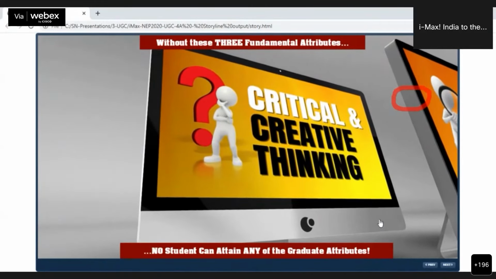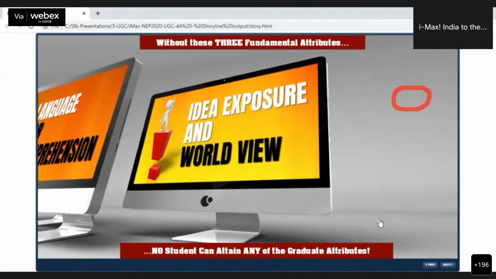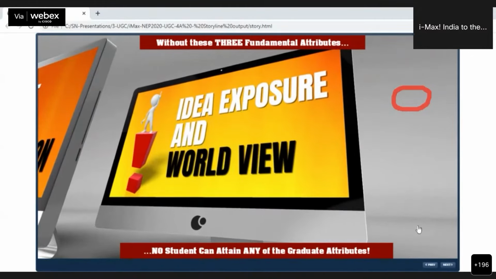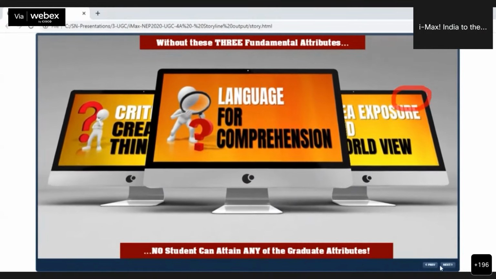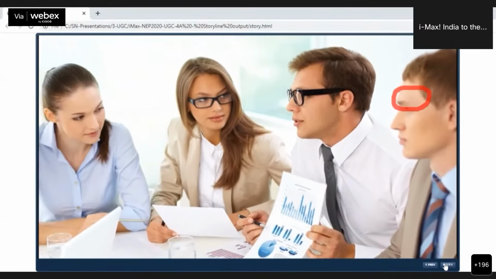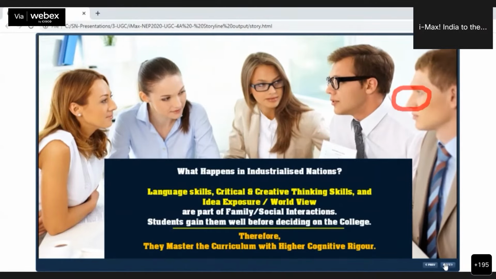Therefore, this idea exposure and worldview is very important for anything to do in creativity. And without these 3 fundamental attributes, no student can attain any of the graduate attributes. Now let us see how in industrialized nations such things happen. Because language skills, critical and creative thinking skills, and idea exposure, worldview are part of their family social interaction. Students gain them even before deciding on the college.